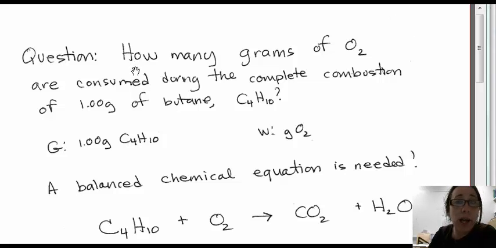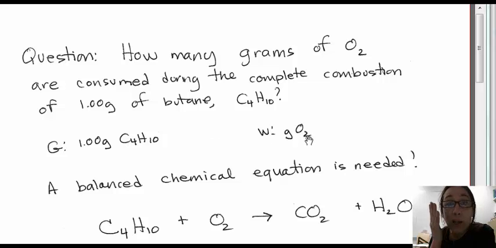So we're given the question: how many grams of O2 are consumed during the complete combustion of 1.00 grams of butane, C4H10? So the first thing I want to do is write down what chemical and the amount that I'm given, which is 1.00 grams of C4H10, and what I'm trying to solve for, which is grams of O2.